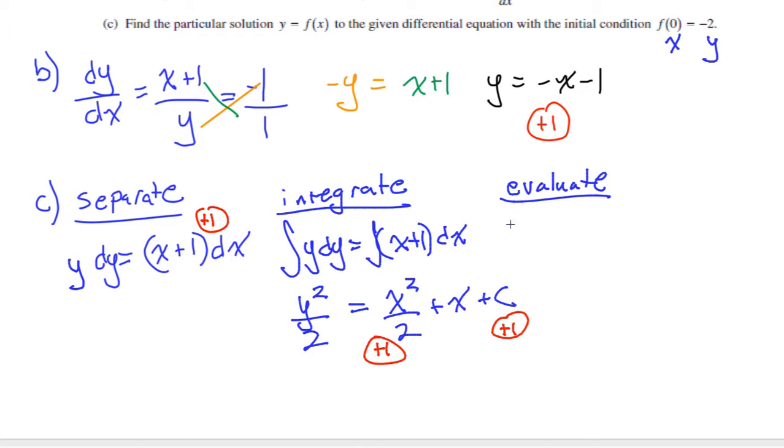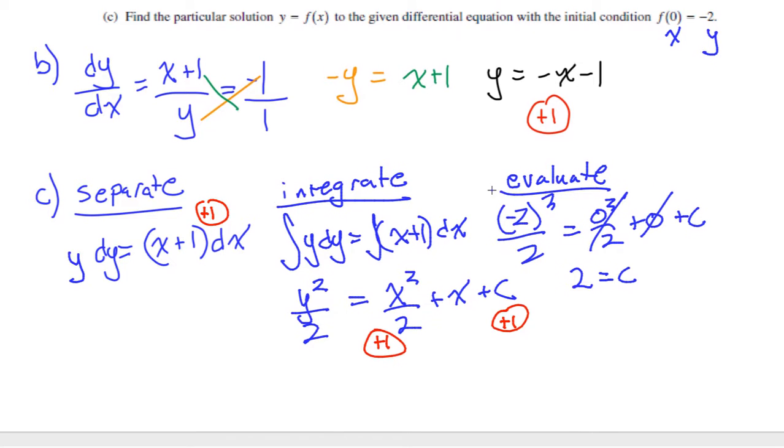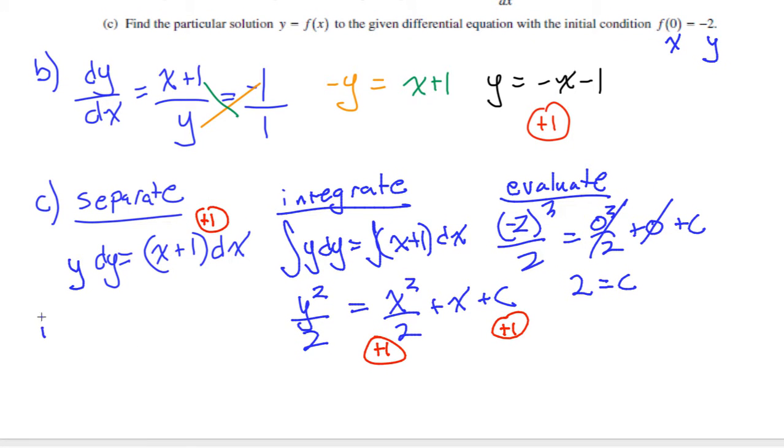When I solve for c, I'm going to get -2 quantity squared over 2 is equal to 0 squared over 2 plus 0 plus c. That's 0, which means -2 squared is 4. 4 divided by 2 is 2. So I'm left with 2 is equal to c, which is really nice. And then that brings me to my final step of isolate. I'm going to do it down here.